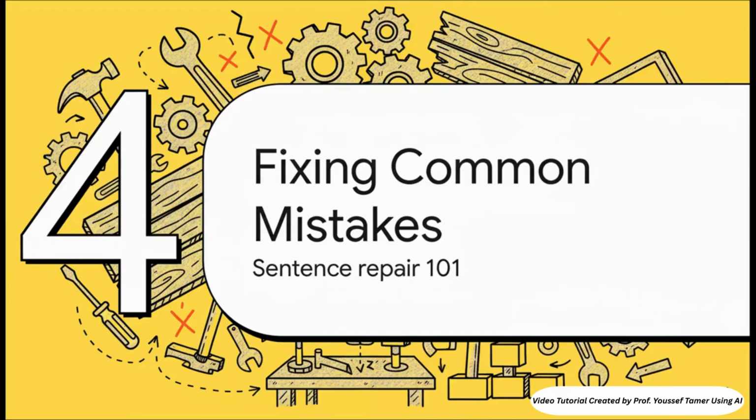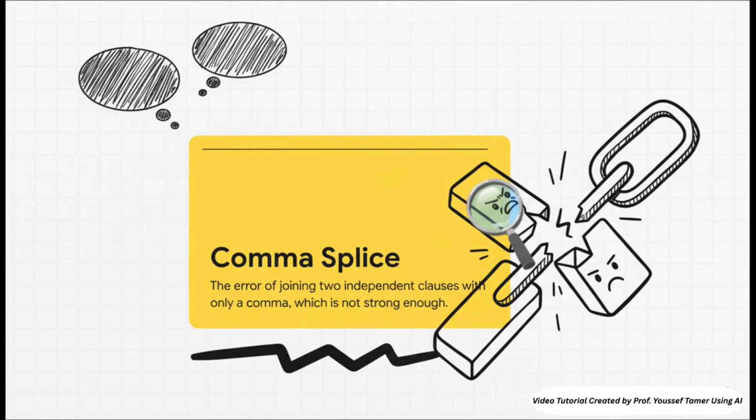All right, let's head over to the repair shop, because now that we know how these pieces are supposed to work, we can easily spot and fix the common problems that make a piece of writing feel broken. First up, the big one, the comma splice. You see this everywhere. It's what happens when you try to glue two complete sentences together using only a comma. And here's the thing, a comma just isn't strong enough to do that heavy lifting.